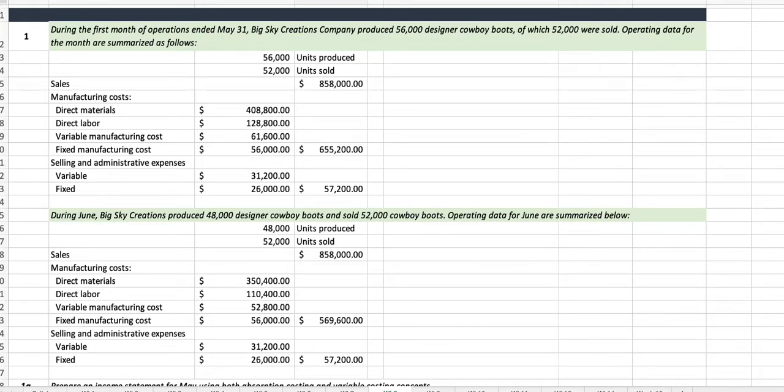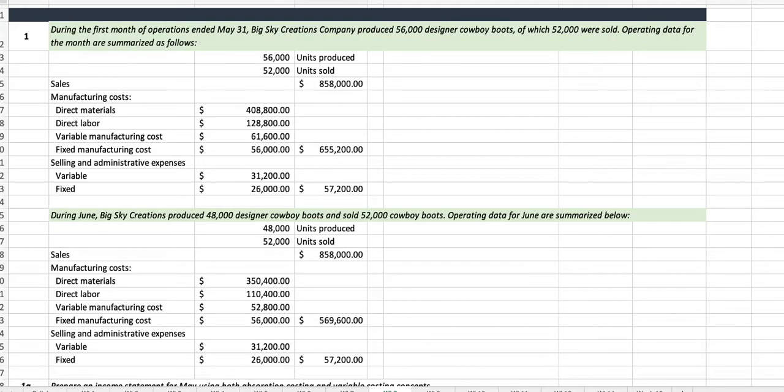In this video, we're going to cover concepts surrounding absorption and variable costing. Specifically, we're going to talk about the effects of variable and absorption costing on both inventory and operating income. We're also going to create a pivot table, and we're going to analyze the data inside of that pivot table.